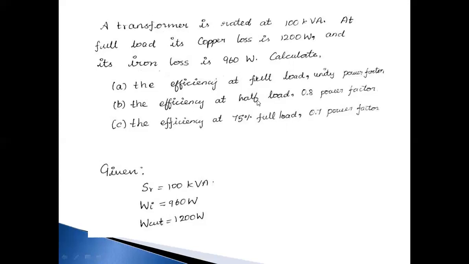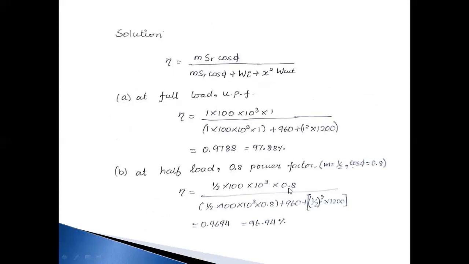The second one is the efficiency at half load and 0.8 power factor. So cos phi becomes 0.8, and this is half load, meaning I becomes I by 2. So the output also becomes half, because output is V I cos phi, where I becomes I by 2. So it is now half into 100 into 10 to the power 3 into 0.8. The same thing is repeated here: output plus iron loss remains the same, 960. Only the copper loss changes.